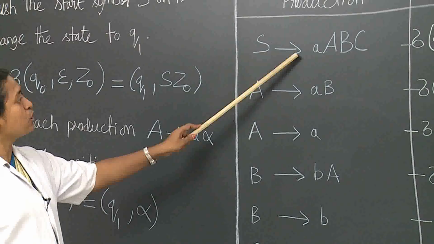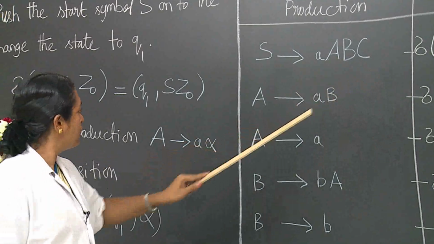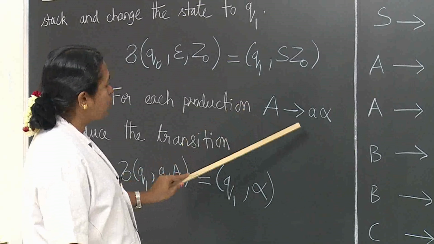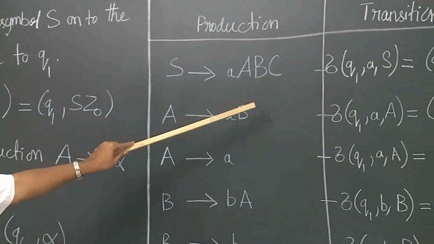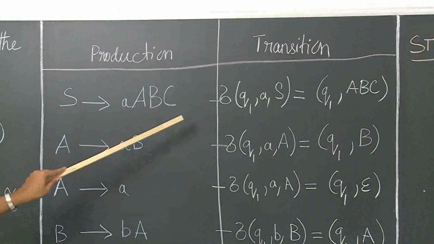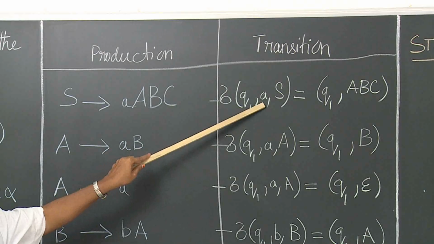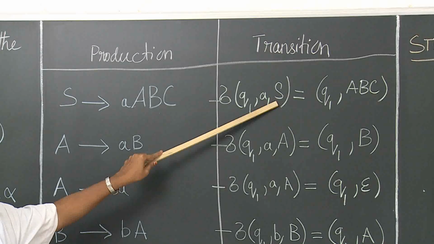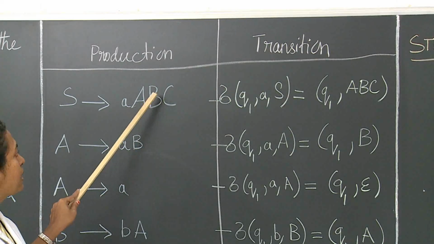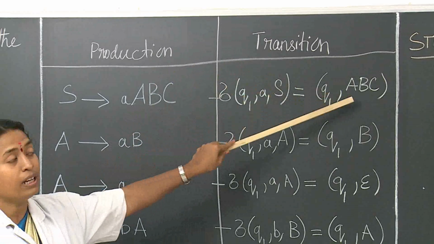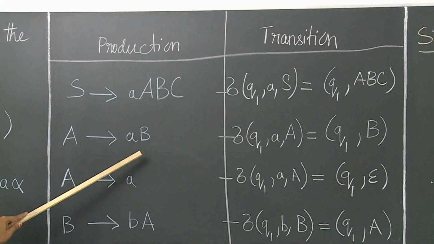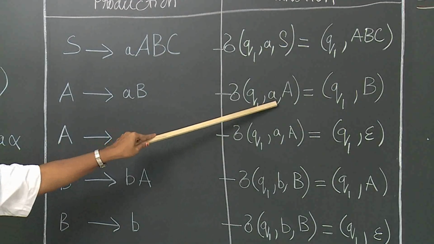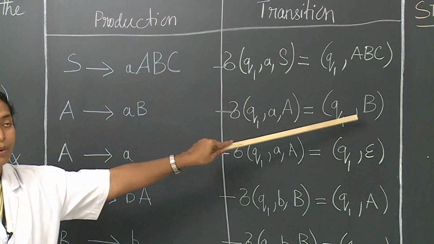Here capital S tends to aABC. So it is of the form A tends to a alpha. So the corresponding transition will be like this. The transition is Q1 accepting the input symbol a, the top of the stack is capital S, and we have the alpha here, BC. So we are pushing this BC onto the top of the stack. Here if you consider capital B, the alpha is this. So we are accepting the input symbol b.